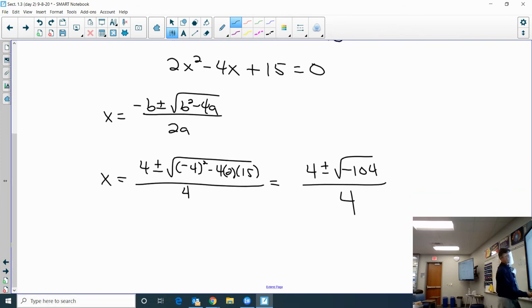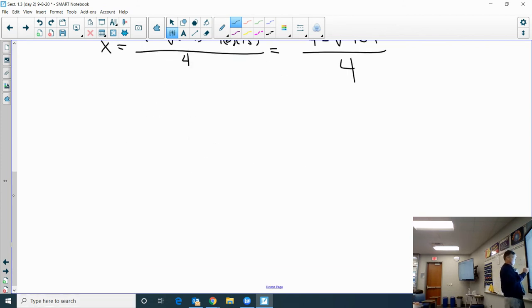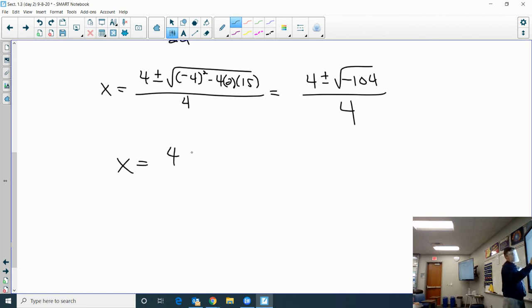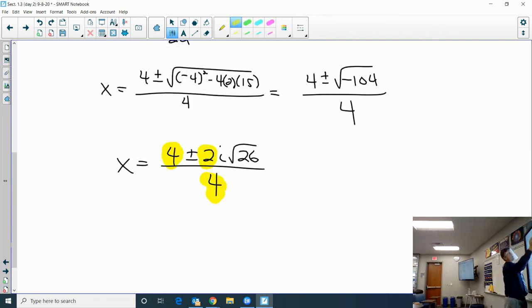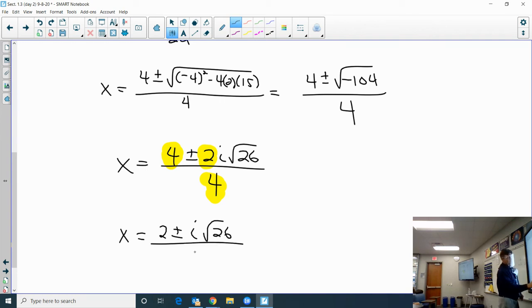So now what do I got? x equals 4 plus or minus 2i square root of 26 over 4. All right, that can reduce. You take a look. All 3 of these have to have something in common. Not just 2 of them, all 3 of them. It's that 4, that 2, and that 4. Well, what can divide into all of them? 2. So reduce everything by 2. So you get x equals 2 plus or minus, and you can just make that an i, square root of 26 over 2.